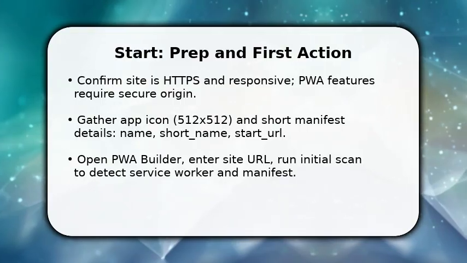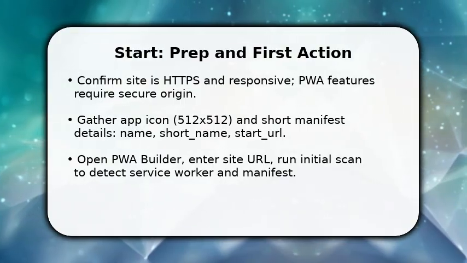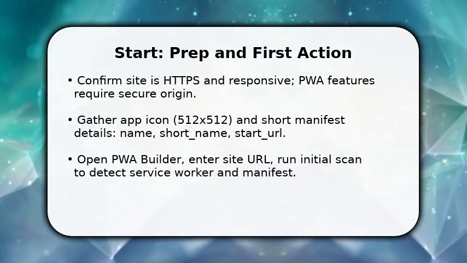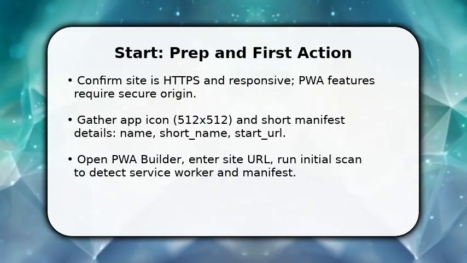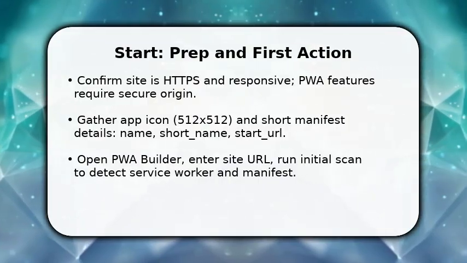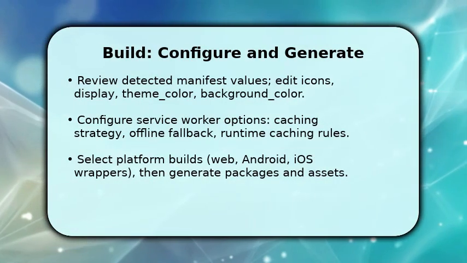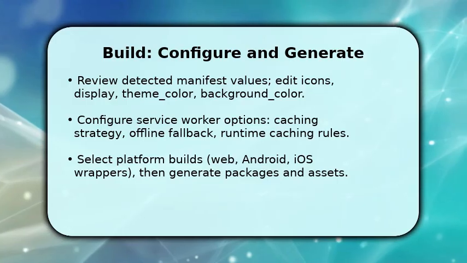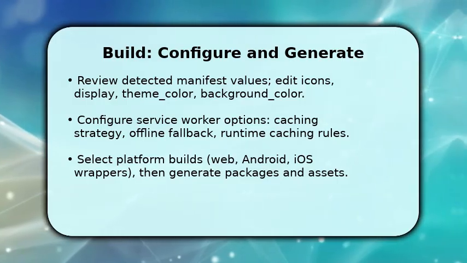Run the initial scan to detect an existing manifest or service worker. This immediate action surfaces gaps quickly, letting you fix missing assets or settings rather than guessing later. You'll now review and edit the manifest values the tool detected, adjusting icons, display mode, theme color, and background color so the app looks right.